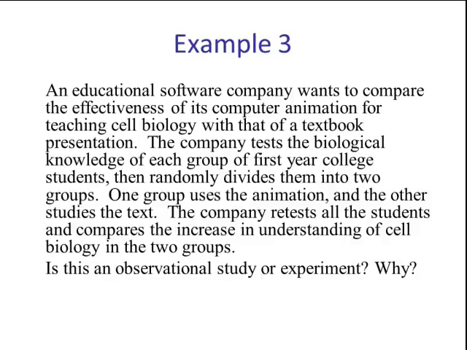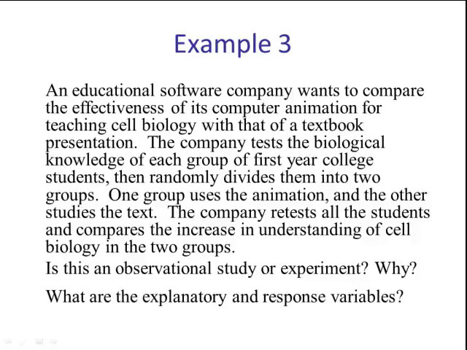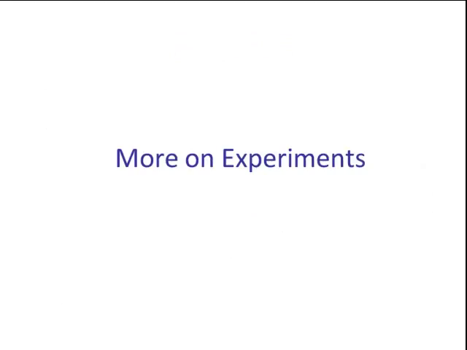This is a designed experiment, as there was a treatment and a control, and they were randomly assigned. The treatment was the use of the animation, the control was using the text. The explanatory variable is if they use the animation or not, and the response variable would be what they got on the second test. More on experiments.